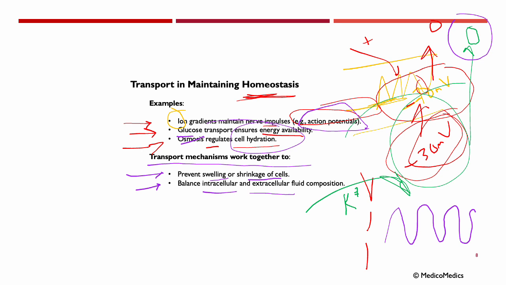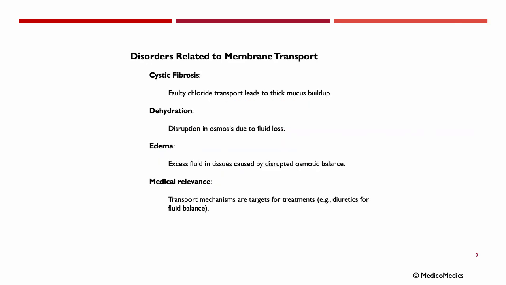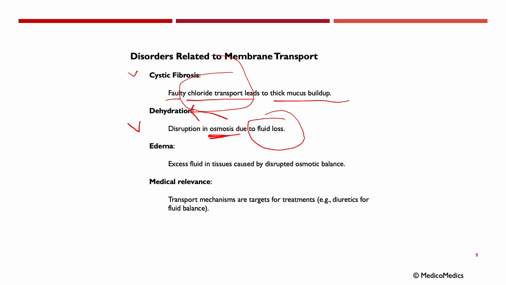But what happens if these processes then fail? So some examples of transport-related disorders could be cystic fibrosis, where faulty chloride transport leads to thick mucus buildup. Dehydration, so a disruption in the process of osmosis due to, for example, fluid loss. Edema, so excess fluid in tissues caused by disrupted osmotic balance.